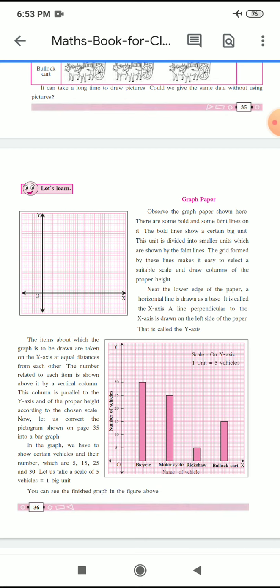Each box on this graph paper has 10 small lines, right? That's why you can count this one box as 10 lines, and you can write like this. Below that, on the right hand side, one graph is shown to you. 1 unit is equal to 5 vehicles. That means one box you can count as 5 vehicles, right?